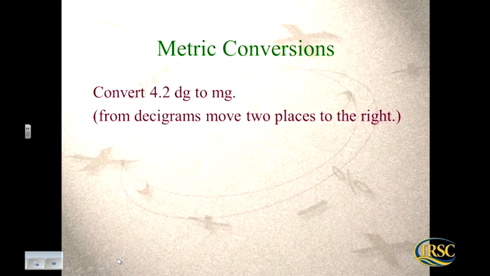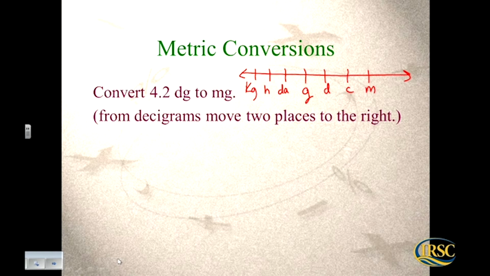So just again to review some of the conversions that we did last time in the metric system. If we want to convert 4.2 decigrams to milligrams. So again, just to remind you of what that metric line looks like. So grams goes in the middle. And so King Henry died, but this is the DA, drinking chocolate milk. And then you just add the little G behind it. So there's your metric line.